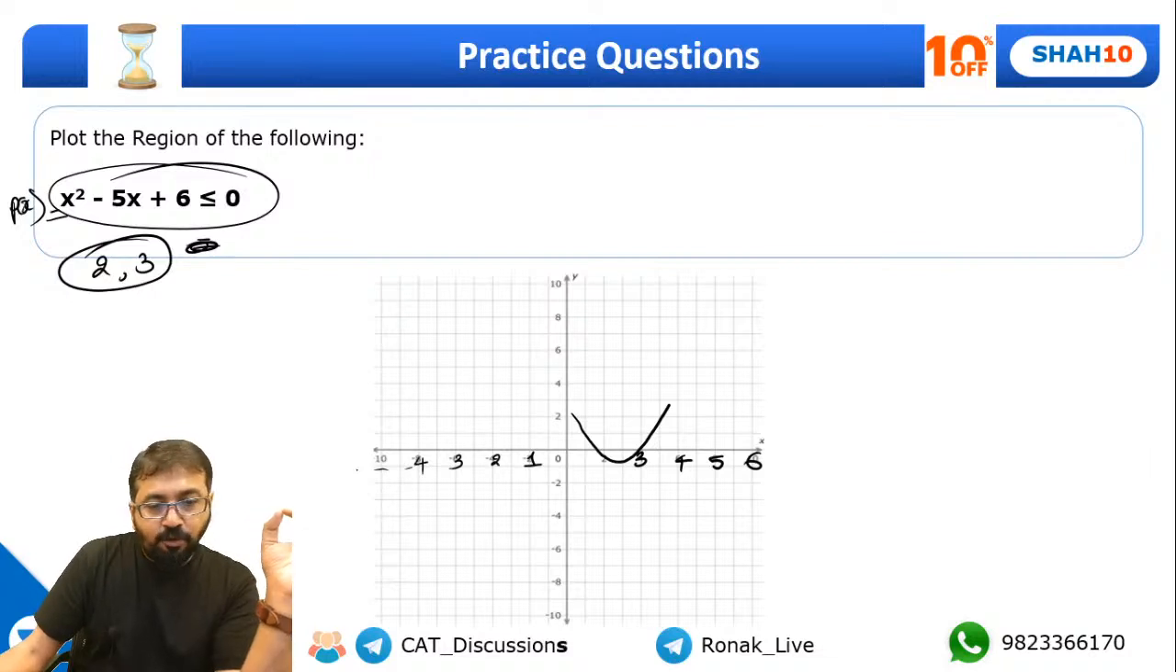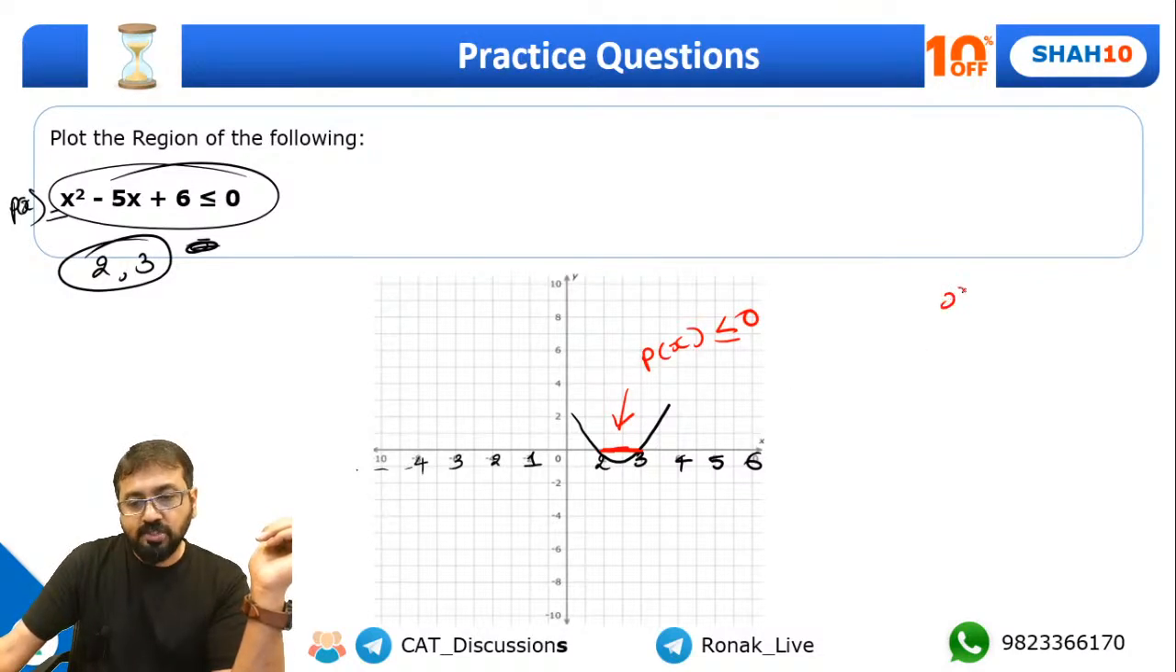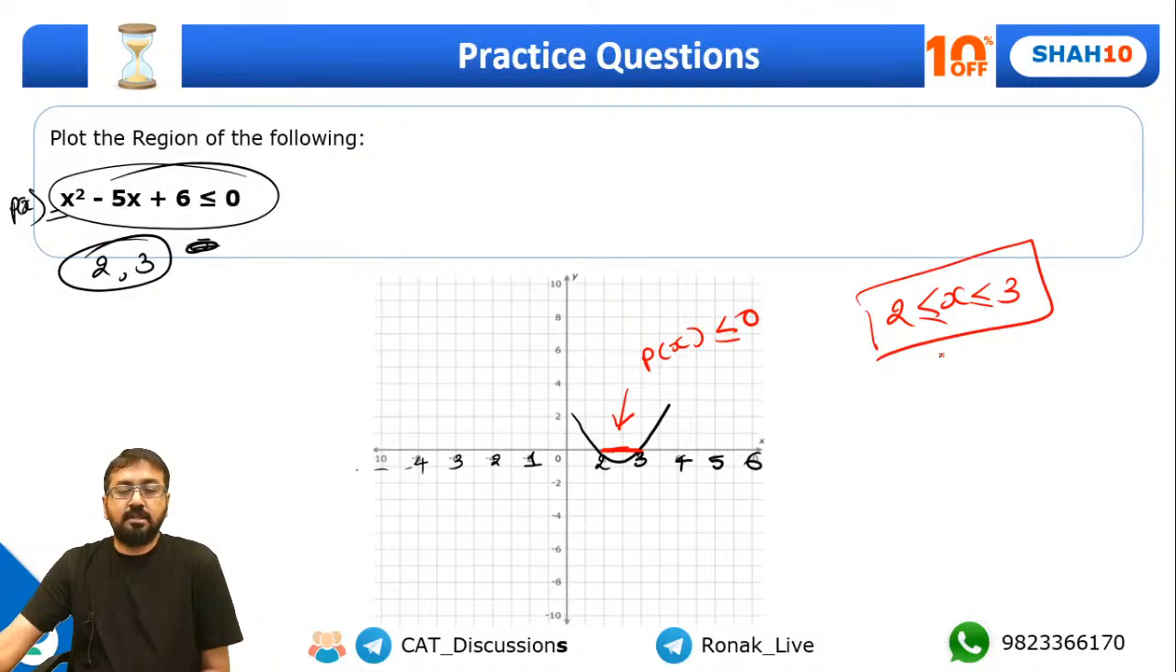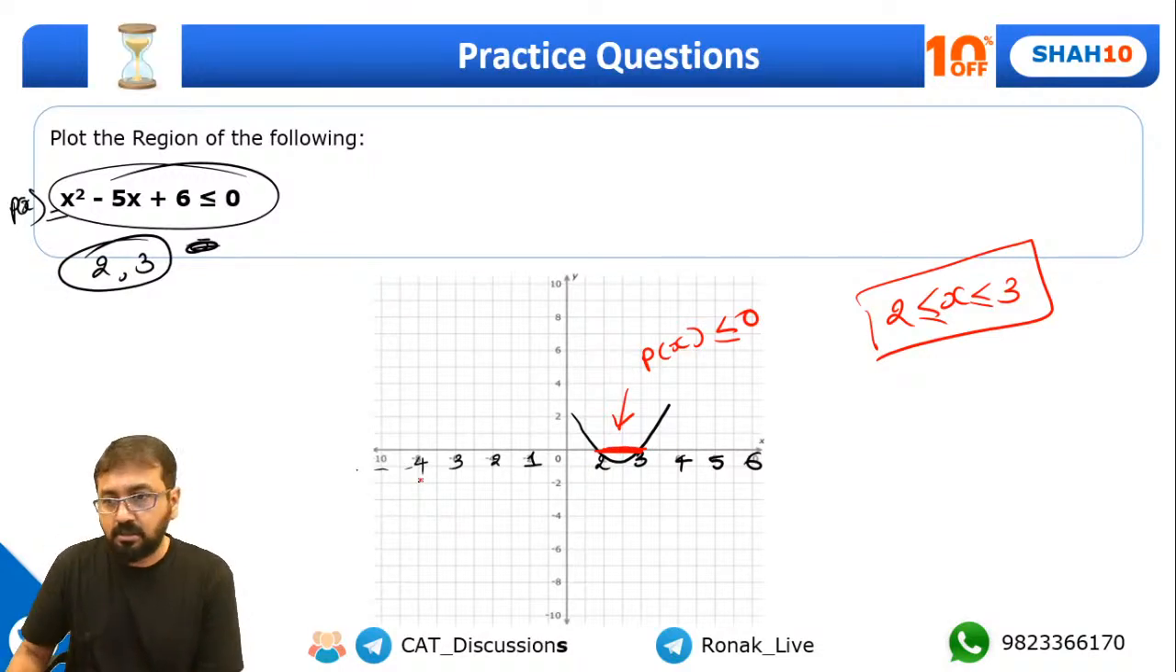And for which values of x does it go below 0? So can I say for these values of x, polynomial p of x is less than or equal to 0. So the solution region will be x between 2 and 3, including both. These are the values of x which satisfy this, and the region is this one. You just need to shade this part. Since you are asked to plot the region, you can just shade this part, like I have done with red color. Correct, everyone? Yeah, this was a simple question.